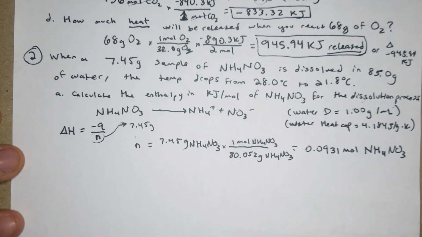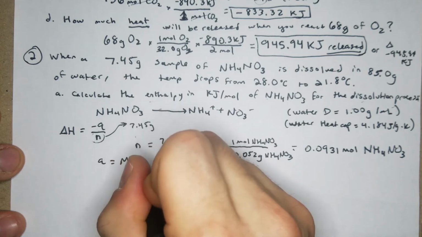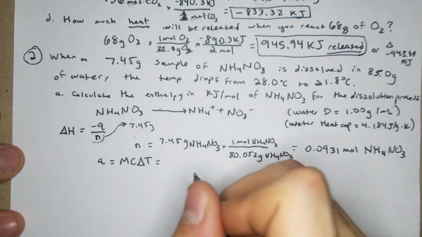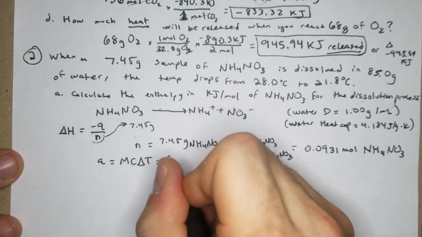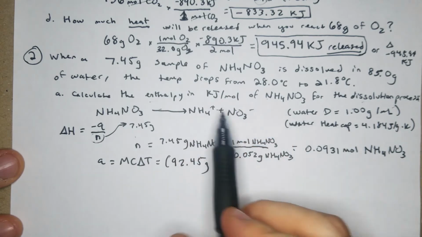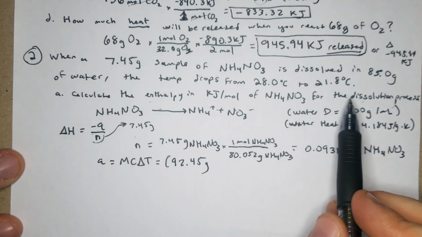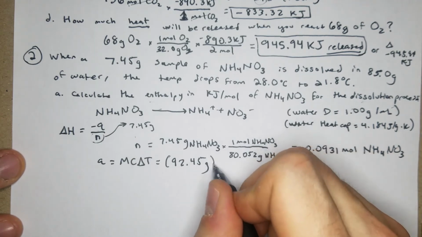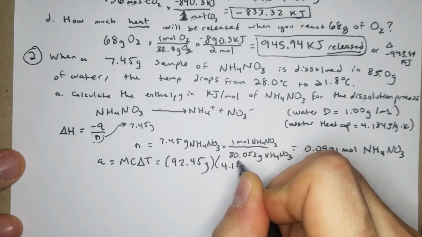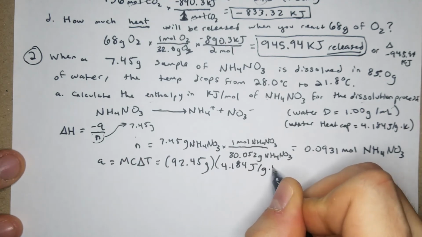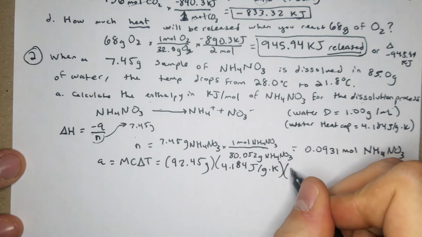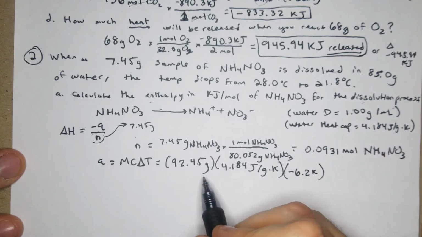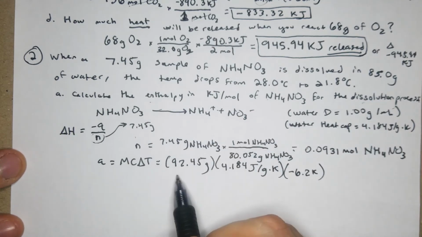So here we go. Now if we want this, we can find q. We know q equals mcΔT, which we can start to just throw things into. What's this going to be? So our mass is going to be 92.45 grams, and we'll have 4.184 joules per gram, and then for our delta T we have negative 6.2.